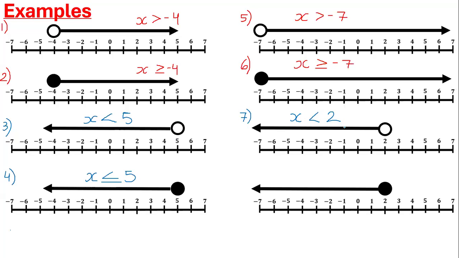And then finally, number 8. We have what? X is less than or equal to what? 2. Very good. X is greater than or equal to 2. All right. Good.